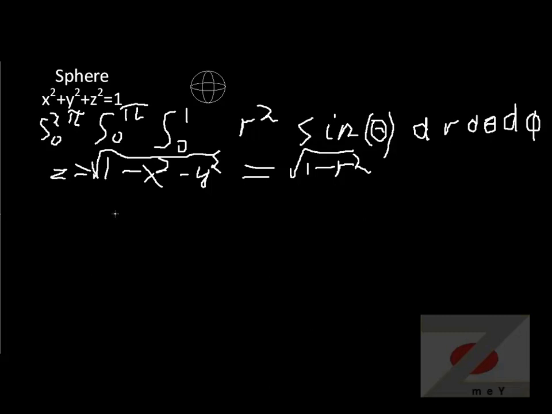So now let's do our integral. Our integral, once again, is going to go between 0 and 2 pi. This is our circle here now.